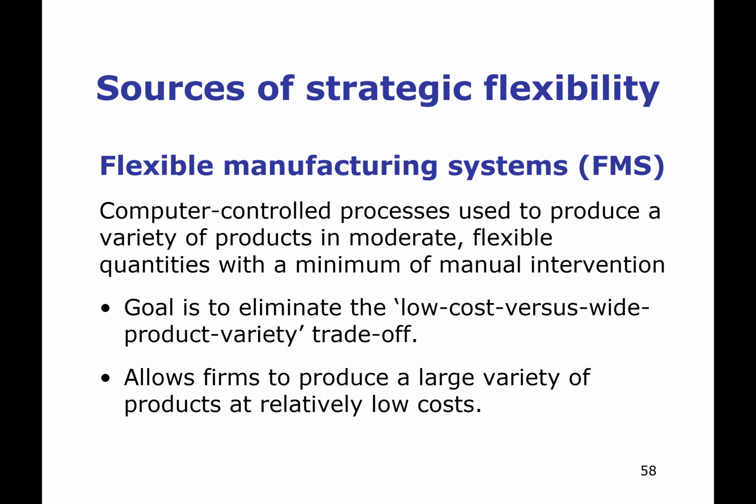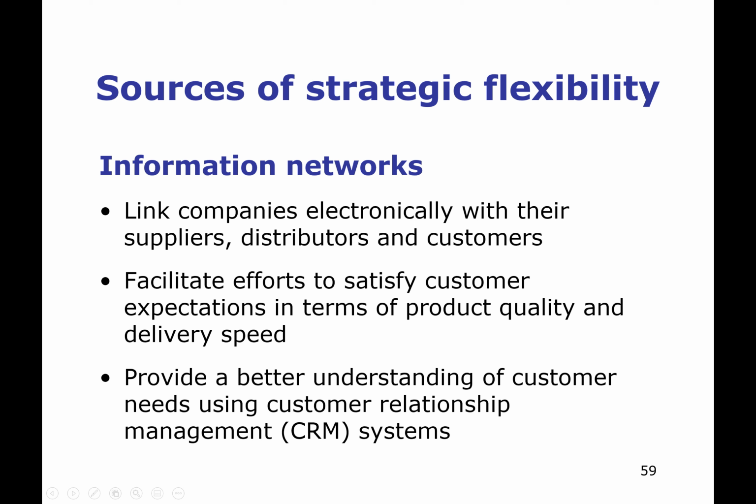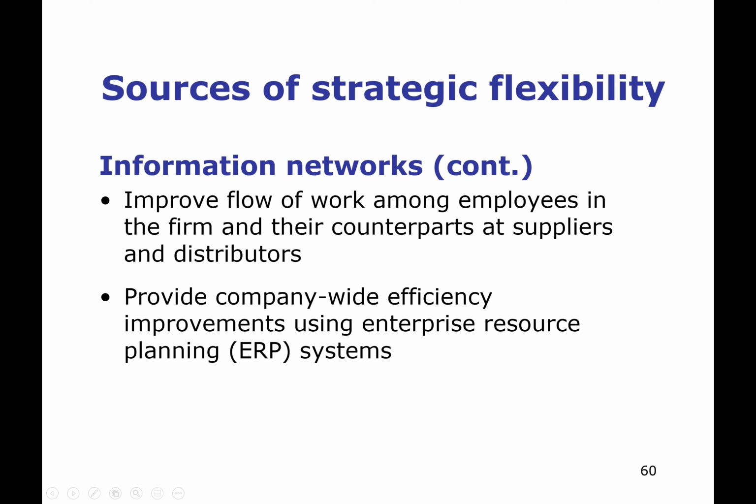Flexible manufacturing systems eliminate the low cost versus wide product variety trade-off and allow firms to produce a large variety of products at relatively low costs. The information networks link companies to its distributors, reducing its distribution and its customer relationship management costs, improving its customer relationships, and maintaining product quality through the information and monitoring that it has.